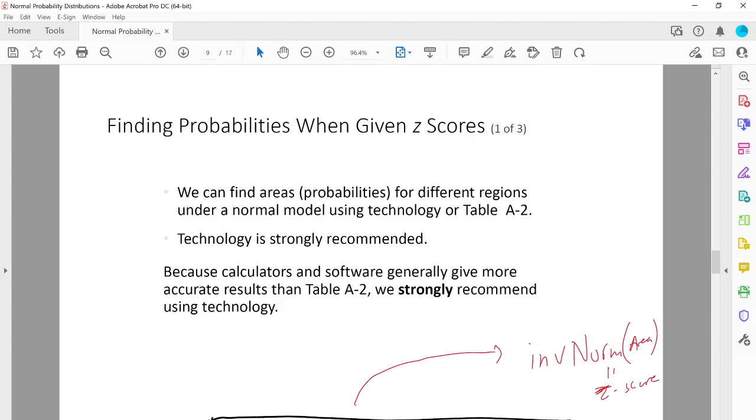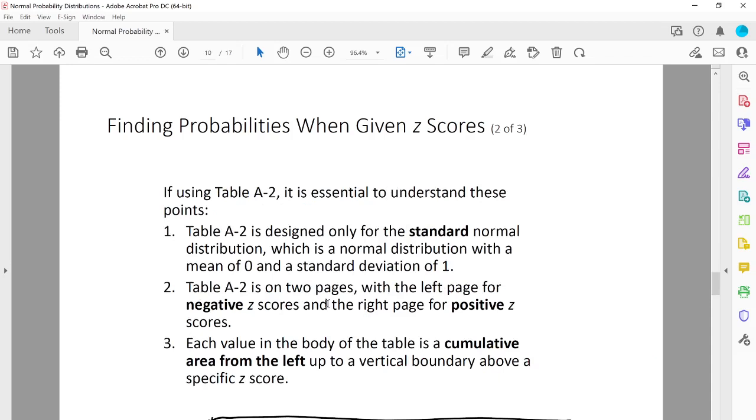If you want to find the z-score using the area under the curve, there is another function called invNorm. I'm going to use these functions on the TI-83 Plus calculator, and I'm going to show you how you can use them, okay? And also the table. I'm not a fan of using the table, but at least I'm going to show you how you can use it. Whenever you use a table, make sure the table always considers a standard normal distribution. That means the mean is 0 and standard deviation is 1. Okay, the table is on 2 pages. You can find the table for positive z-scores and negative z-scores, and each value in the body of the table is the cumulative area from the left up to the vertical boundary above the specific z-score.